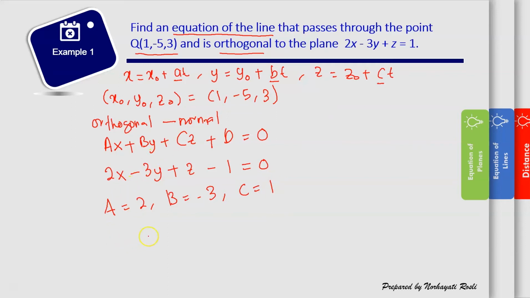So I can write the equation of line here: x equal to 1, which is x naught, plus this a, which is 2, so plus 2t, y equal to y naught, negative 5, minus 3t. So this b is given by this b, and z equal to 3 plus t. So this is the equation of line that passes through this point and is orthogonal to the plane 2x minus 3y plus z equal to 1.